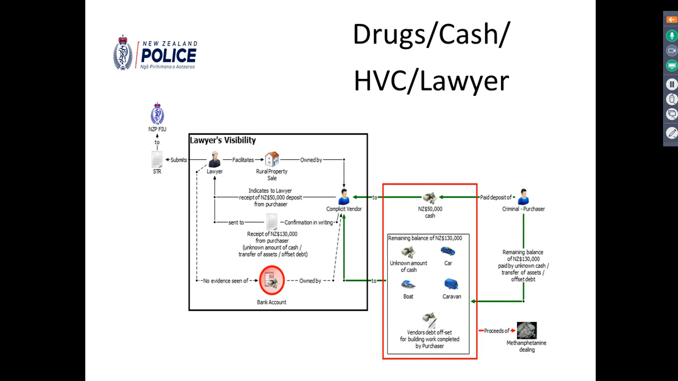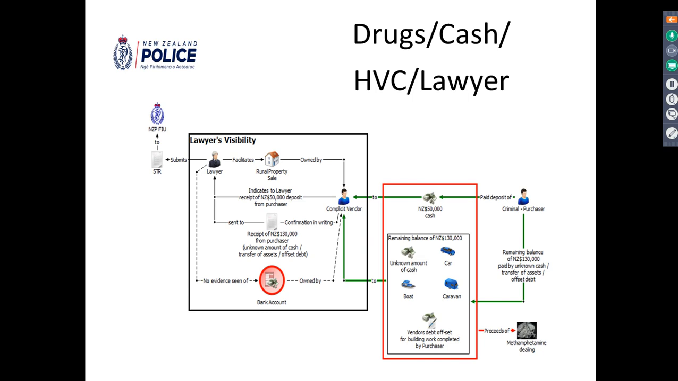This slide here looks a little more complicated, doesn't it? But look, it's not really. On the right-hand side of your screen, at the top you will see the criminal purchaser of a rural property, moving to the left of your screen in the big black box in the middle there. So the criminal purchaser knew the vendor, the complicit vendor of this property. So between them, they hatched a plan for the movement of the value of the property from the purchaser to the vendor.